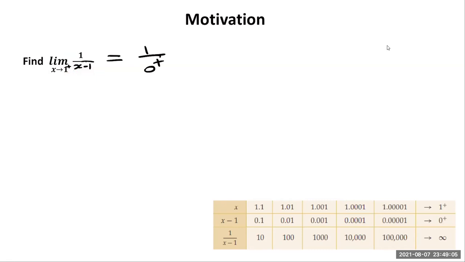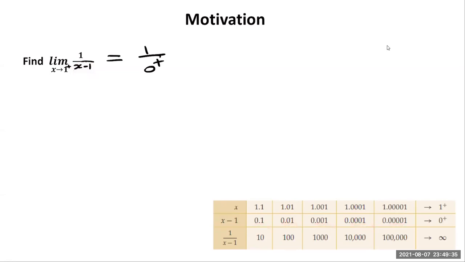For that, I'm going to take a bunch of x values which are approaching 1 from the right-hand side. As you can see, this is 1.1, 1.01, 1.001, 1.0001, 1.00001. These values are approaching 1 from the right-hand side. Then I can calculate x minus 1, which is the denominator here. So here are the values of x minus 1.